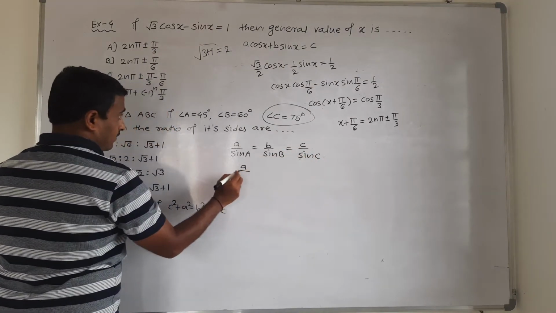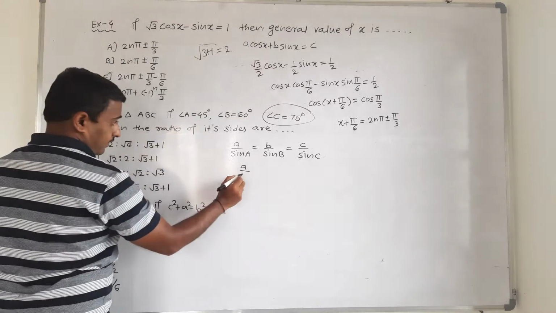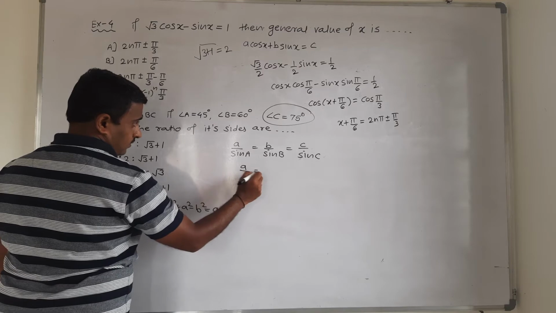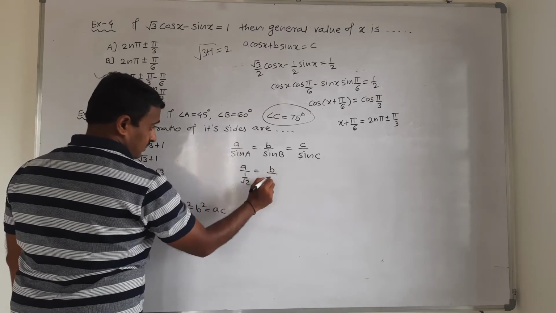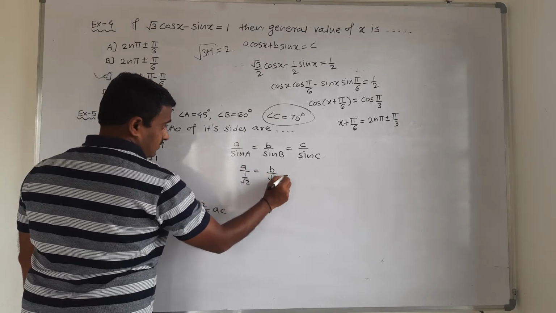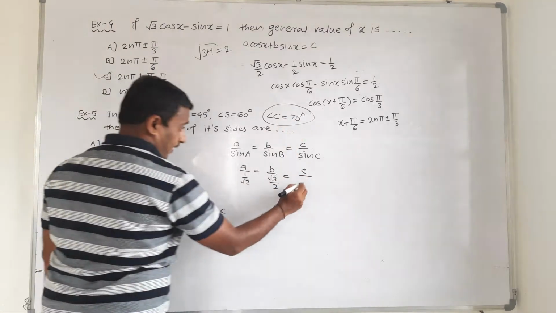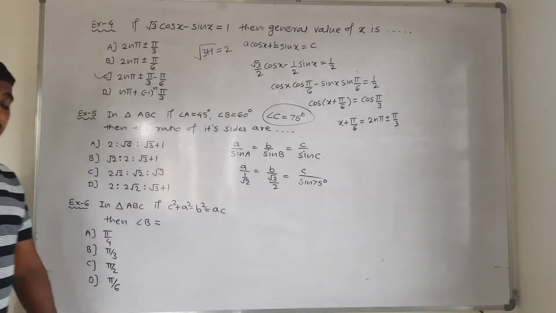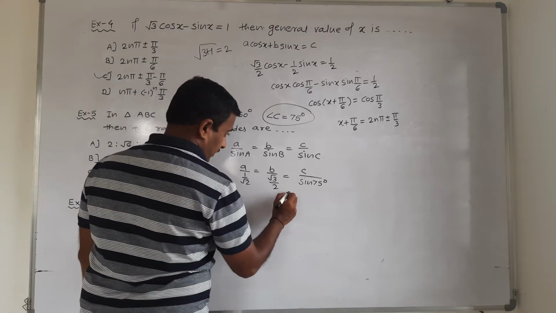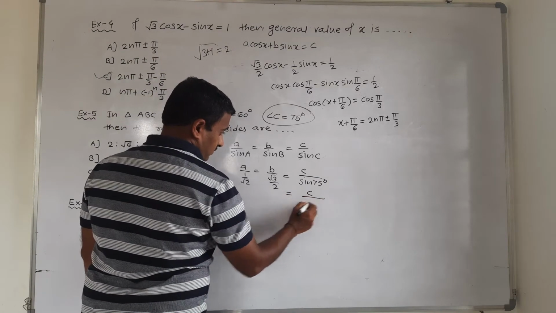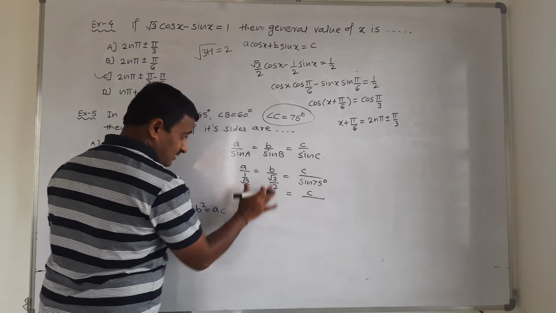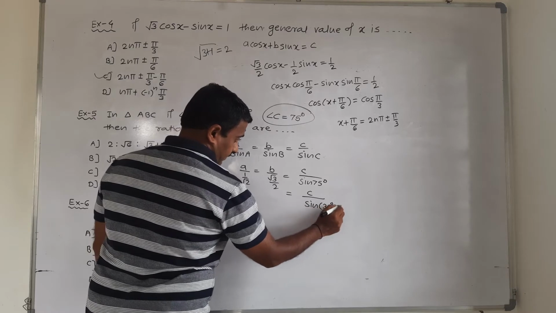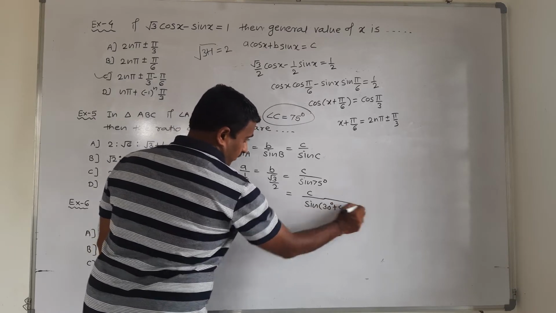A by sine 45, A is equal to 45. Sine 45, it is 1 by root 2. B upon sine B, sine 60, it is root 3 by 2. And C upon sine 75 degree. Now sine 75 degree, I write 30 plus 45. This is just carry as it is, sine 30 plus 45. That is splitting of 75.